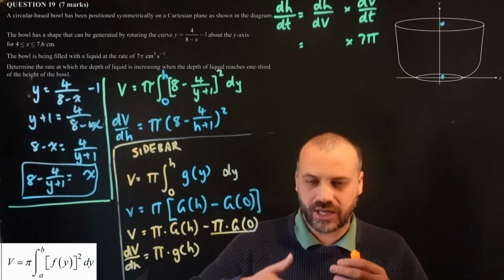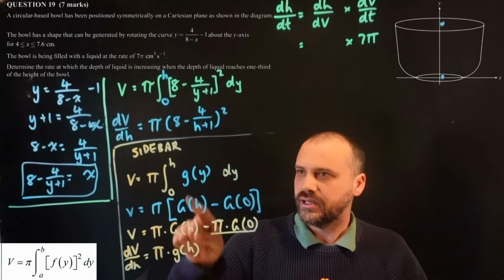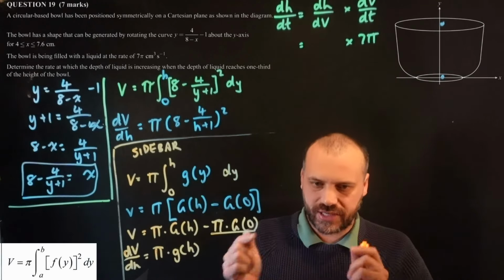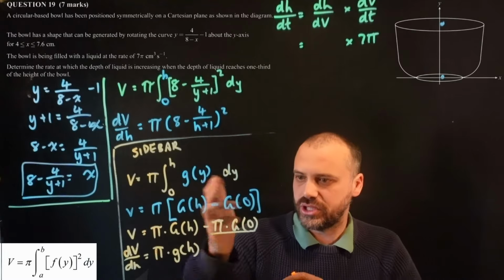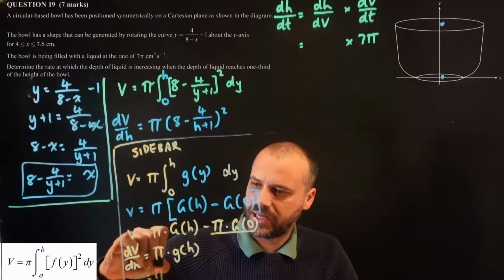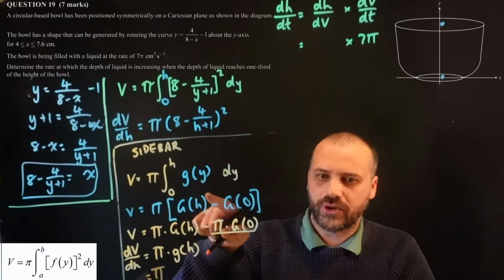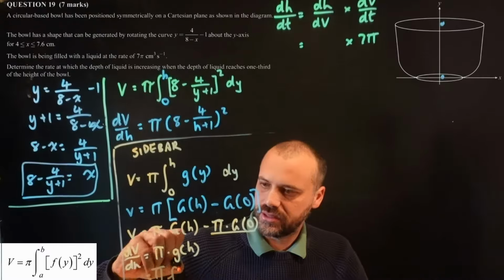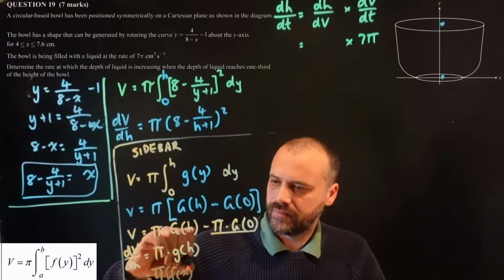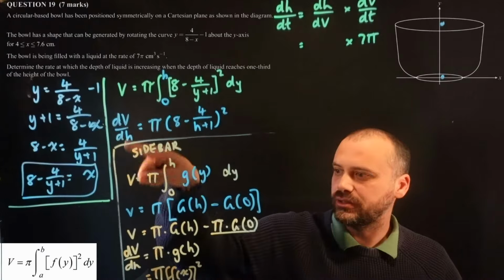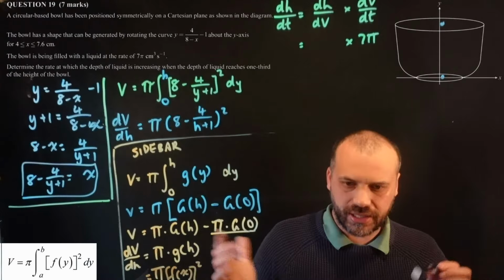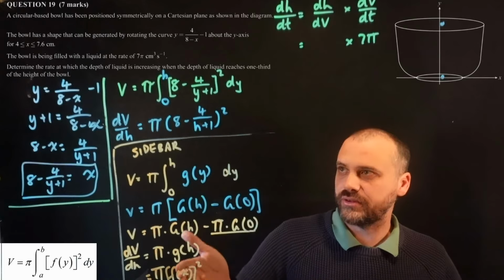Now remember, I said, hey, to make this easier, let's just say f of y squared is g of y. So now I can put that back in there. So g of y is not g of y, it's f of y squared, which is exactly what we did there. So, okay, sidebar over. We're going to get rid of this.